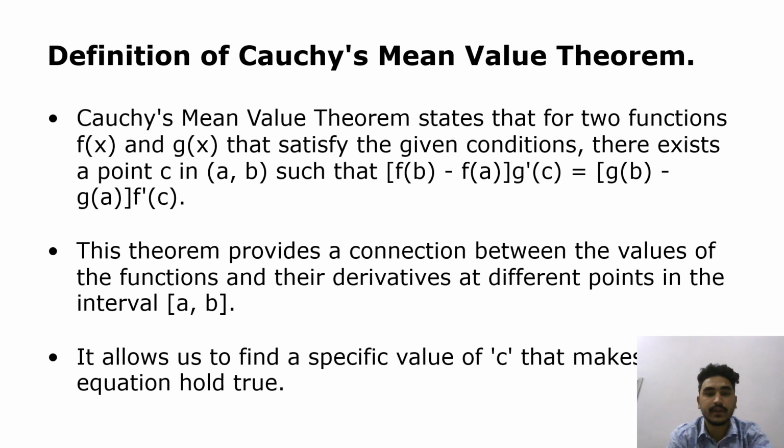Definition of Cauchy's mean value theorem. Cauchy's mean value theorem states that for two functions f(x) and g(x) that satisfy the given conditions, there exists a point c in (a, b) such that [f(b) - f(a)] g'(c) = [g(b) - g(a)] f'(c). The theorem provides a connection between the values of the functions and their derivatives at different points in the interval (a, b). It allows us to find a specific value of c that makes the equation hold true.